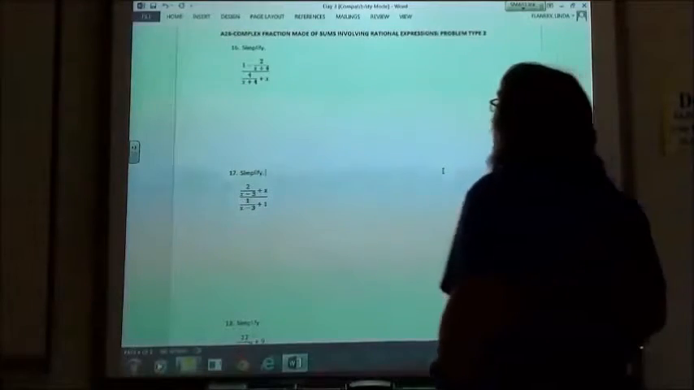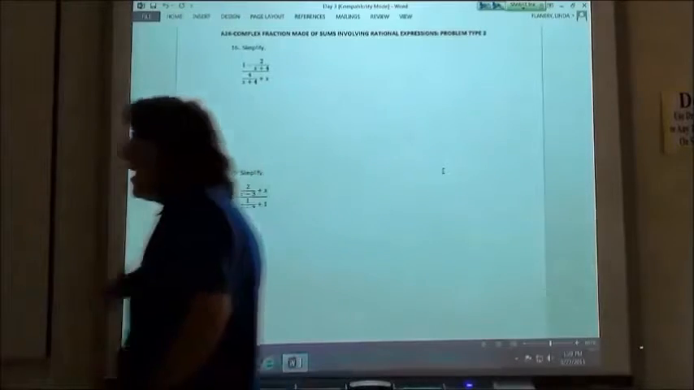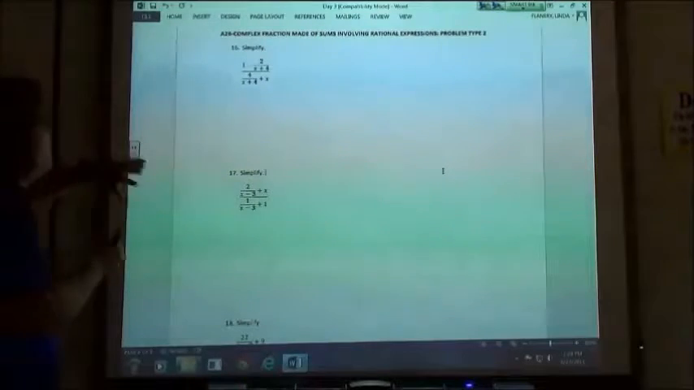16, 17, and 18, complex fractions made of sums involving rational expressions, problem type 2. Now when I have fractions within fractions and they're not all one big fraction and all of that good stuff, what I need to do is get rid of all the extra fractions, and the easiest thing to probably do is just to multiply by the common denominator so that you can simplify the top and the bottom.